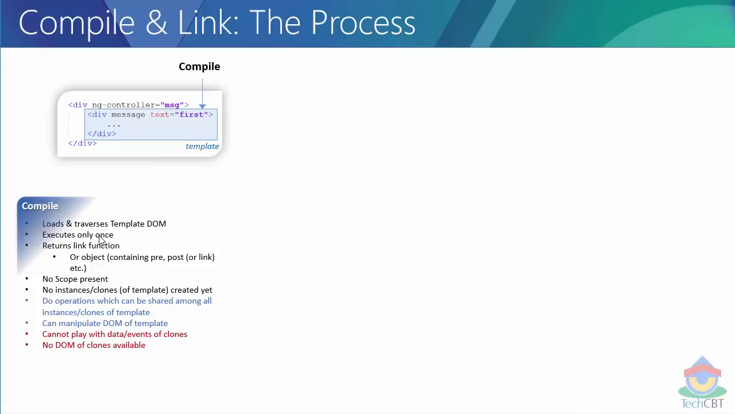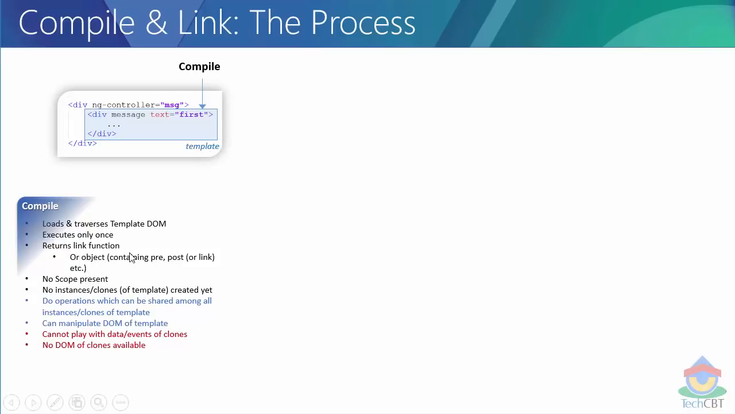That is very, very important. Once AngularJS finds that markup which needs to be processed, and once it invokes the compilation process, the compilation will be done only once for that template. We will never have the same template compiled more than once. And the compile process usually returns a link function or an object which actually performs pre, post, and so on.